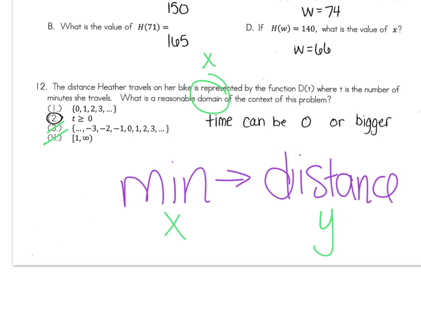Number 1 and 2, it's a close call. So can my time always be bigger than or equal to 0? Can we have like a minute and a half, a minute and 26 seconds? Sure can. So we can have decimals. That's why we'd actually get rid of answer choice 1.